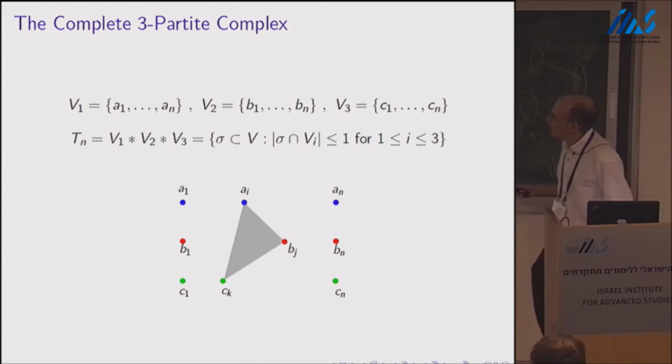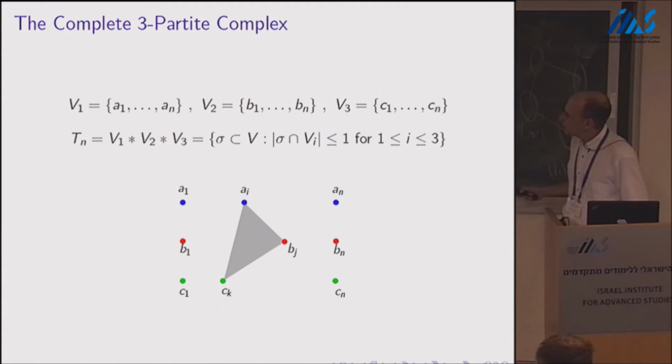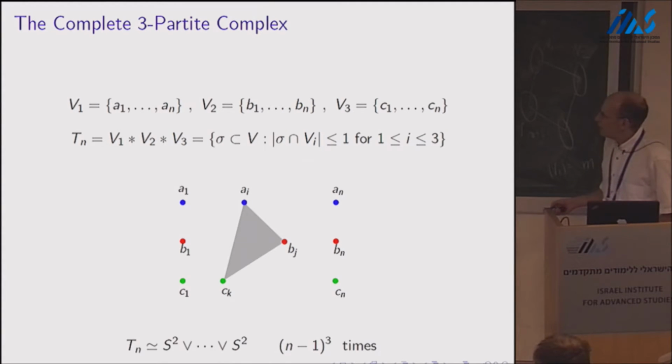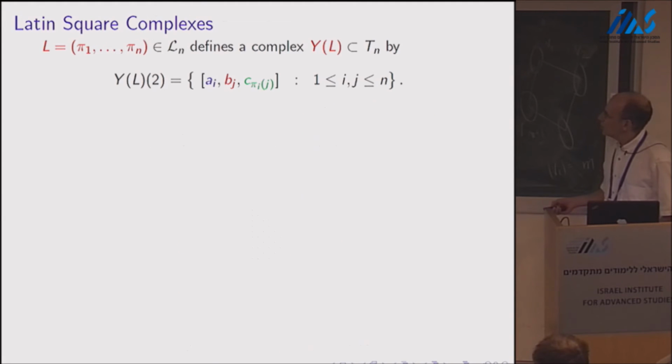So altogether we have n squared edges here, n squared edges here, and n squared edges here. So 3n squared edges, and the number of two-simplices is exactly n squared, right? Because each edge here can be completed uniquely to a two-simplex.